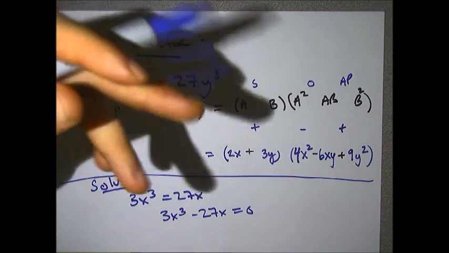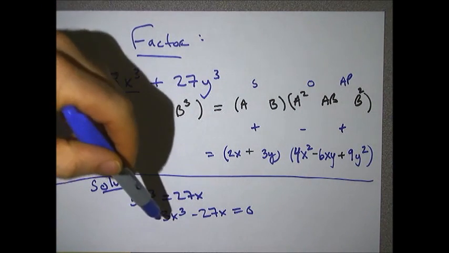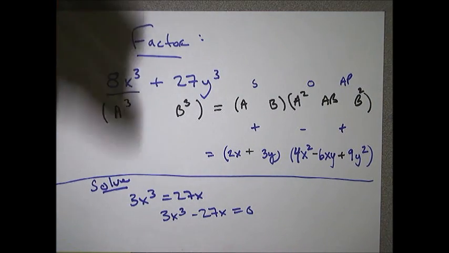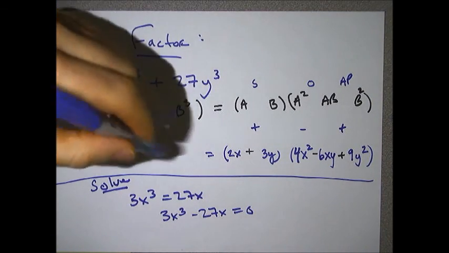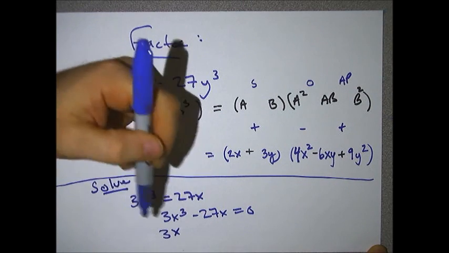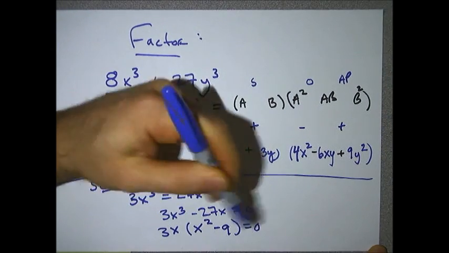You have two terms, you start asking yourself, is it squares, is it cubes, and if not, we take stuff out. It's not squares, nothing there is a square. We just ruled out cubes. The only thing left is to take stuff out. I can divide this out by a 3 and also by an x. And that leaves me x squared minus 9 is equal to 0.